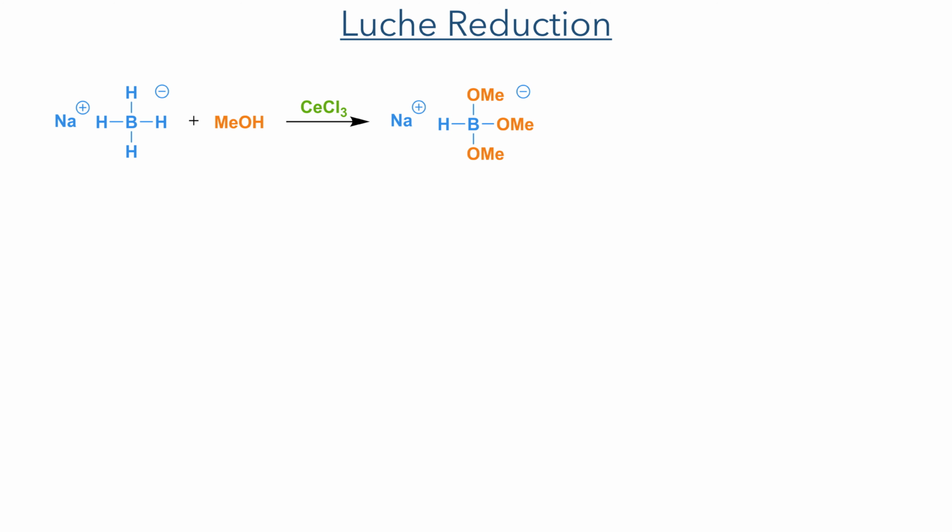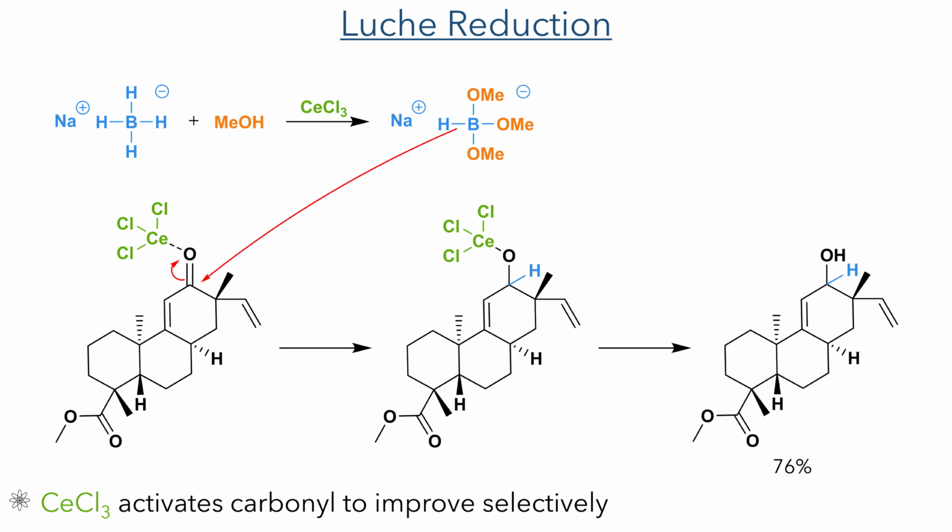Reaction of sodium borohydride with cesium trichloride in methanol produces the reducing agent. The carbonyl is activated by coordination to the cesium trichloride, which makes it more reactive and improves the selectivity for reduction of the carbon-oxygen bond over the carbon-carbon bond. The borohydride reagent adds a hydride to this carbonyl, producing the alcohol in a 76% yield.